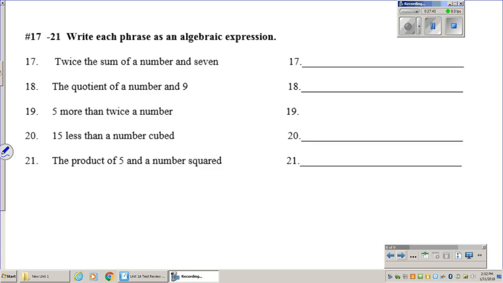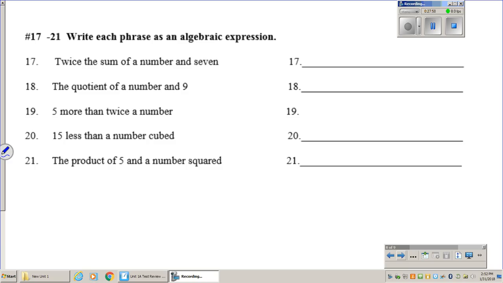Okay, 17 through 21 is just translating each phrase into an algebraic expression. Remember, an expression is just going to be a mathematical statement, no equal sign. So this is review from your previous math course. I'm going to point out some key things.